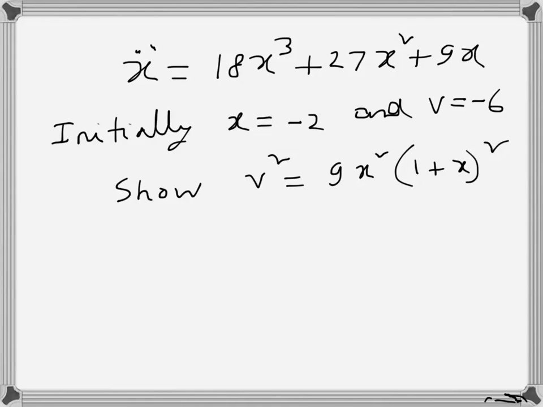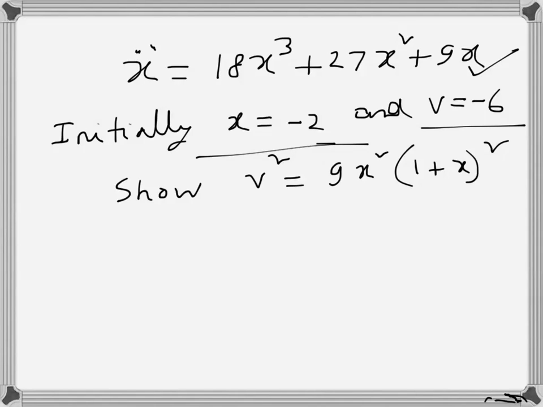The acceleration of a particle is given by this equation, and it's also said that initially the displacement is -2 and the velocity is -6 units per second. We need to show that v squared is equal to 9x squared times (1 plus x) squared.